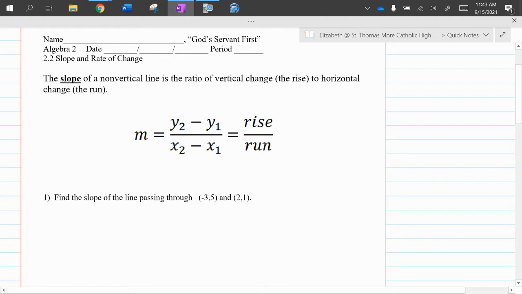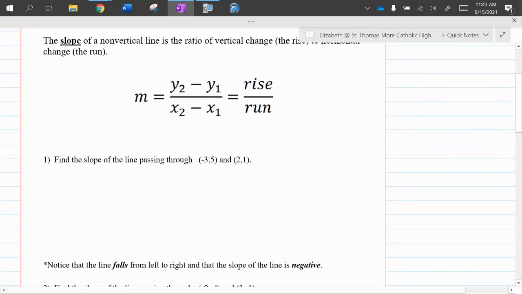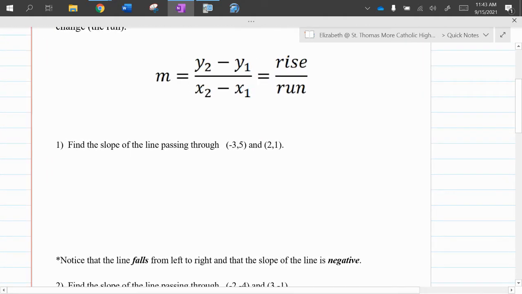So the y2 and the y1 and the x2 and the x1 business comes from the two ordered pairs. So if we have two ordered pairs on a line, there's my x1 comma y1, and there's my x2 comma y2. So that's the formula we're going to use when we find the slope between 2 points.